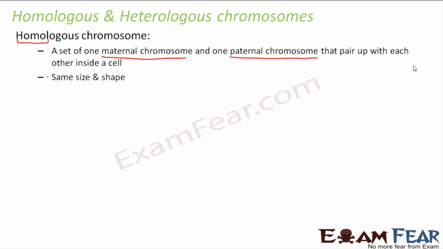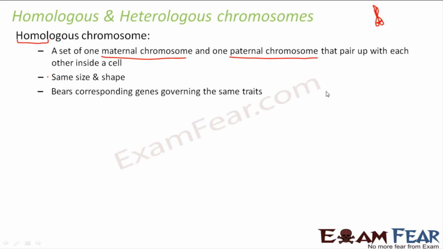So they are of the same size and shape. Their form will remain the same. Such chromosomes are called homologous chromosomes. They bear corresponding genes governing the same traits. Now we know that when you look at the structure of a chromosome, on the chromosomes you have genes, and these genes actually control the different characters in our body.